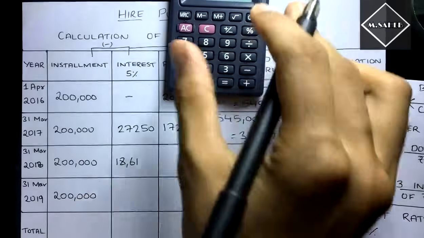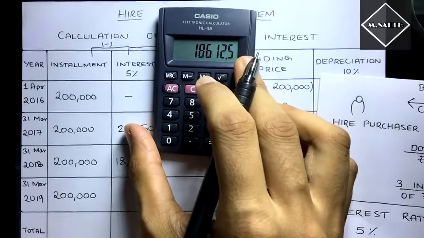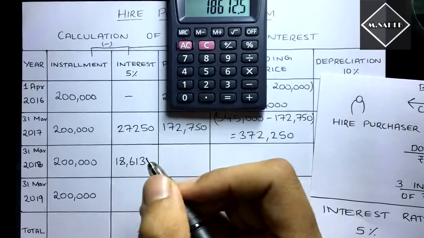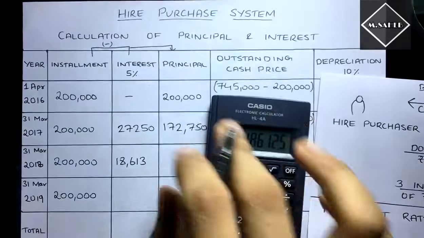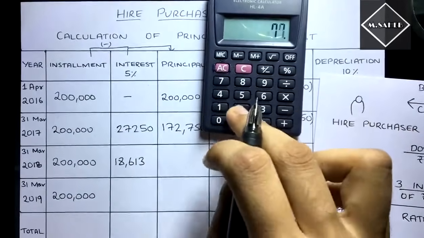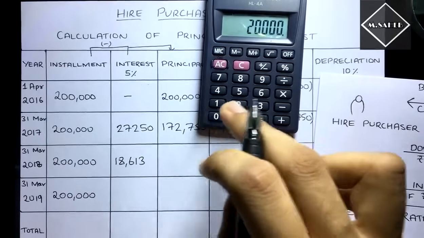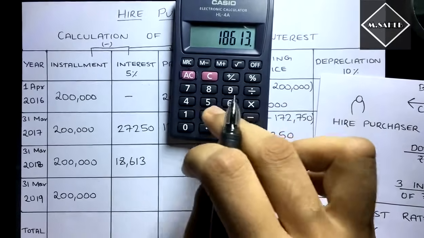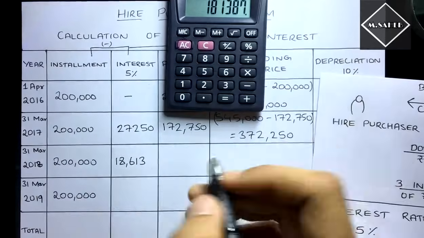18,612, and there is 0.5, right? So you have to round it off to 18,613. Then find out the principal amount. Same thing, you have to deduct interest from the installment. So 2 lakh minus 18,613 is equal to 1,81,387.